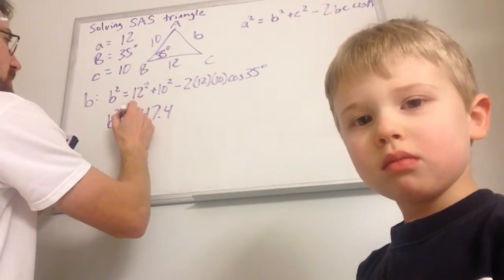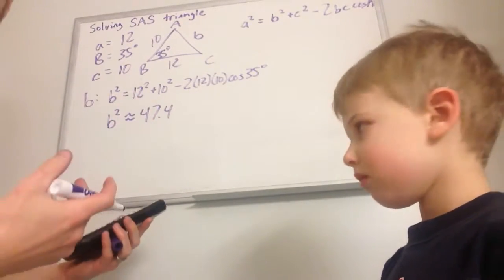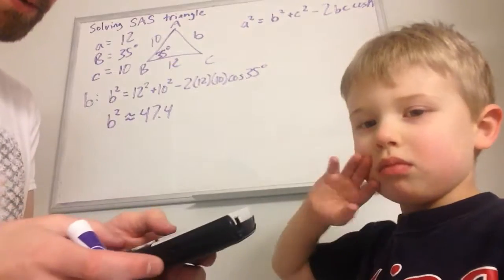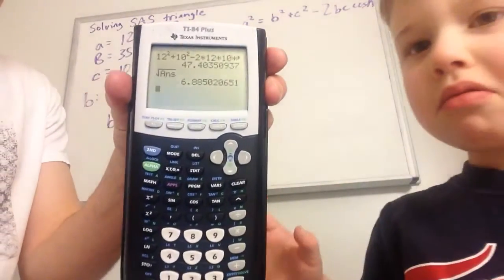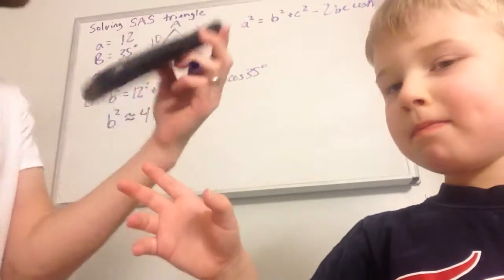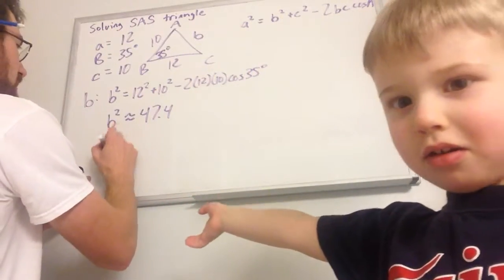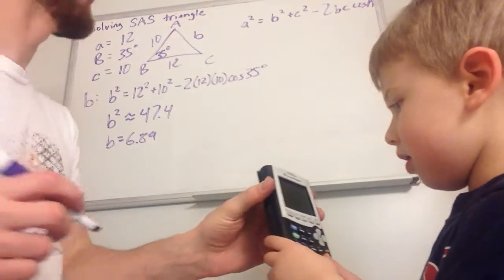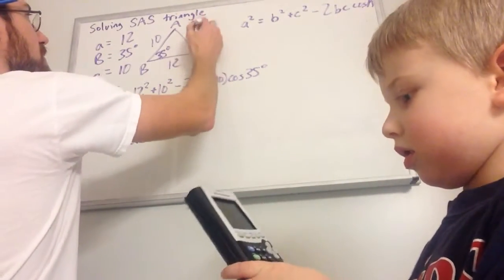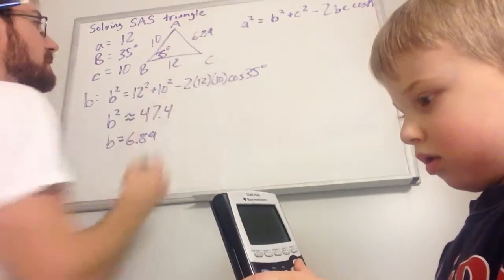So B squared is about that. So then, last step, if I want to find B, I need to take the square root. So second square root, second answer. If I want to do it exactly, I can use the answer button, and 6.89 is about what we've got. So side B is 6.89.